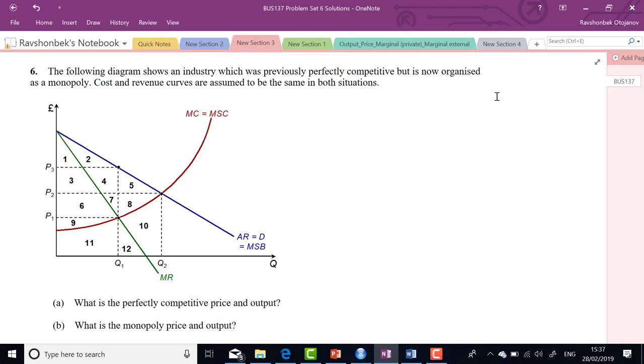Clear? Can we do it now? Question A, what is the perfectly competitive price and output? Who wants to answer it? It's an easy one. How about others? What do you think? We'll wait for others. Yeah, go ahead. Q2 and P2 and others. We'll ask why in a minute. How about others? Undecided? Everyone else is undecided?